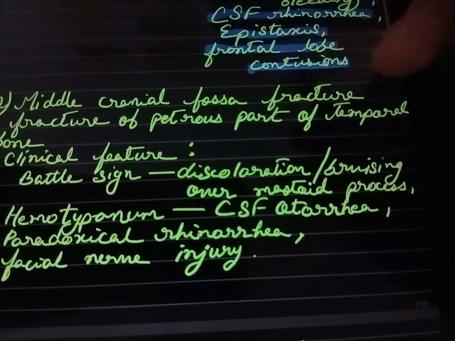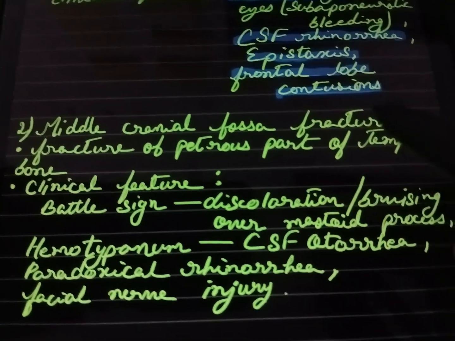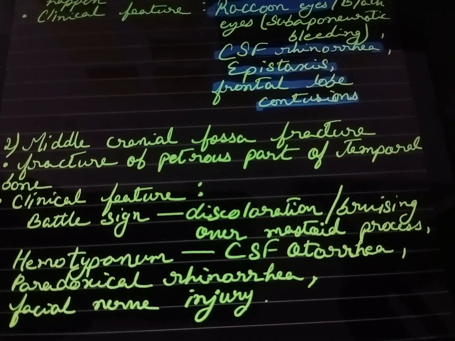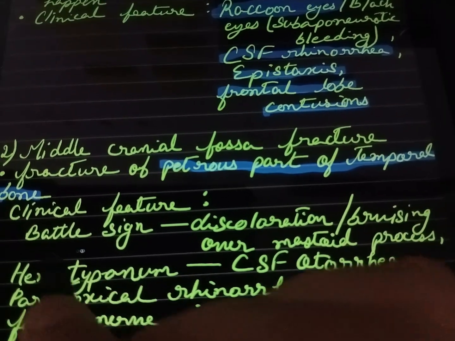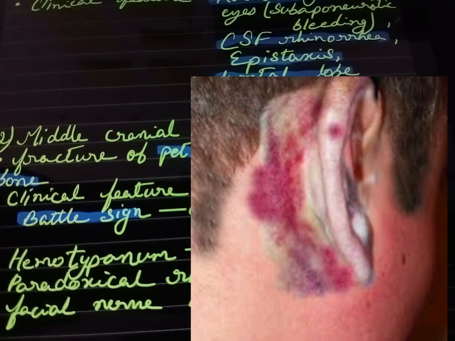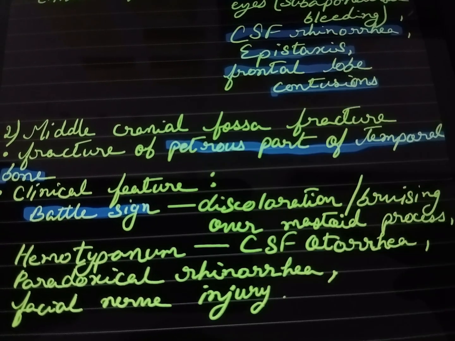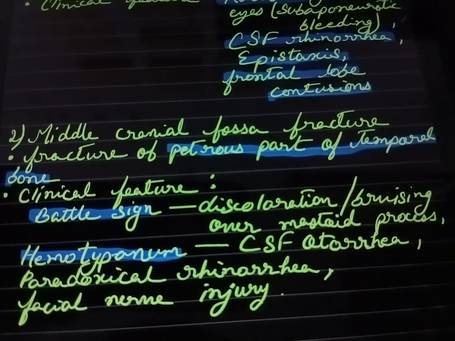Now come to the middle cranial fossa fracture. So it is fracture of the petrous part of the temporal bone, and here the clinical feature is Battle sign. Battle sign means discoloration or bruising over the mastoid process. And another clinical feature is hemotympanum, that is CSF otorrhea.